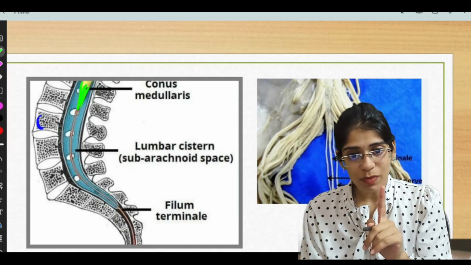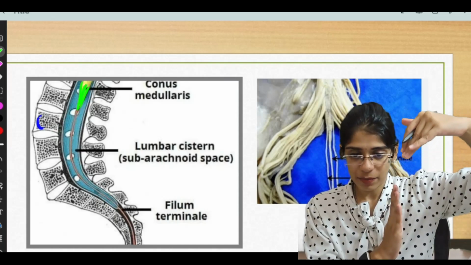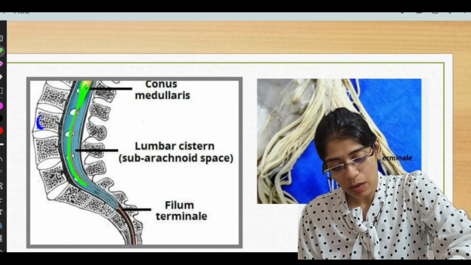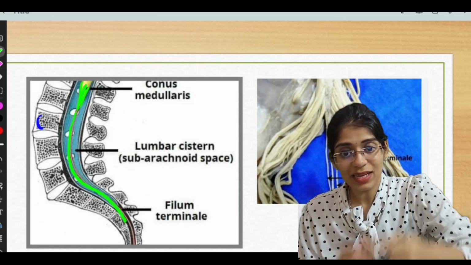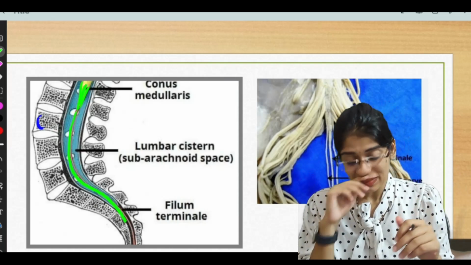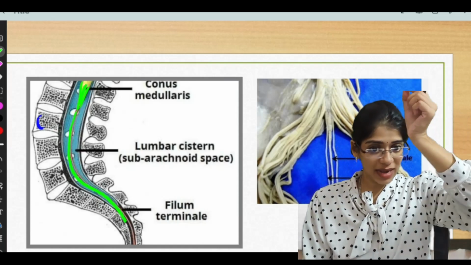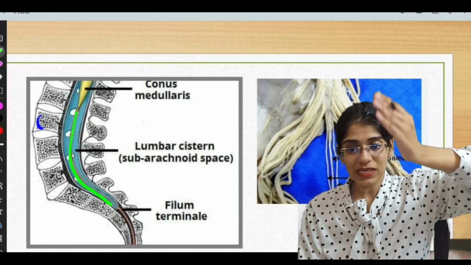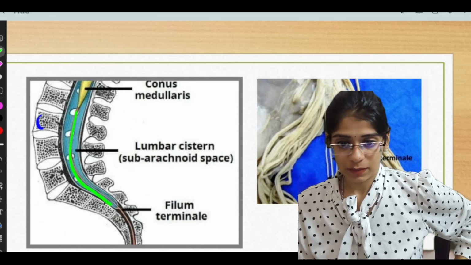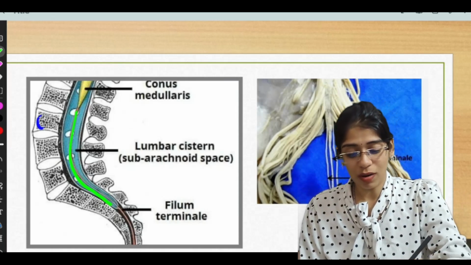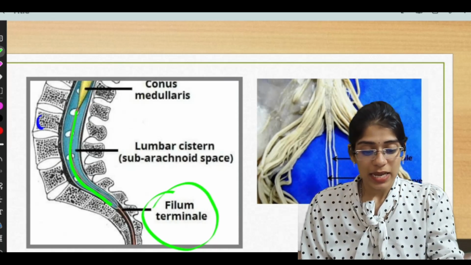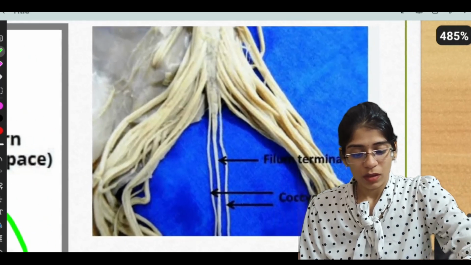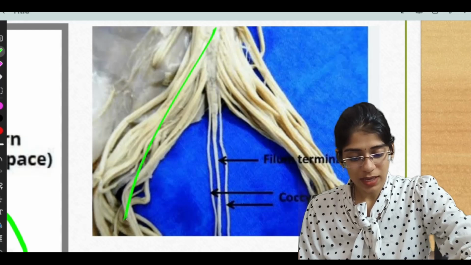Now from this conus medullaris, the spinal cord doesn't just end there. From conus medullaris, a thread-like structure comes down and ends at the coccyx region. Once again, from conus medullaris, you can see this thread-like structure arises and it stops in the coccyx. So that structure is called as filum terminale. Now see this picture. Okay, this is a spotter. Alright, so see this is the spinal cord.